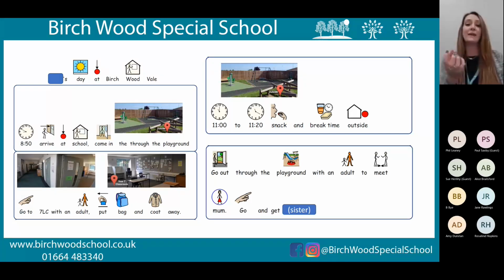So this is quite a key point for the family, and it's something that has in the past been quite tricky. So we needed to detail what would happen at the end of the day when we went to find mum and sister. As you can see, we've included photographs of our key spaces on here, and the timings are on there too, because this is somebody who really likes to check a timetable and needs to know when things are happening and how long for.